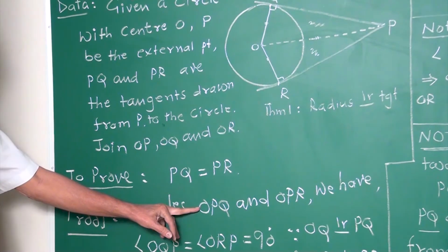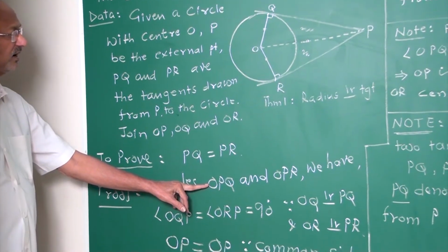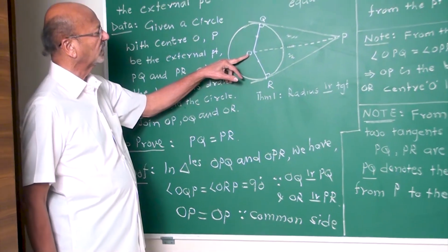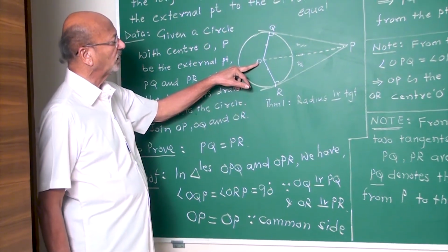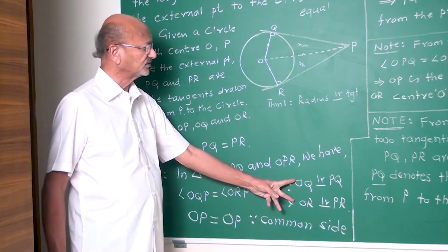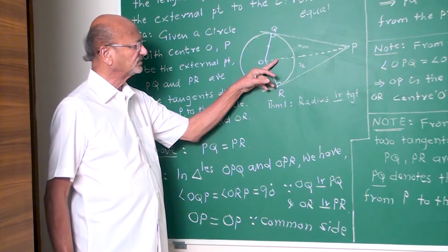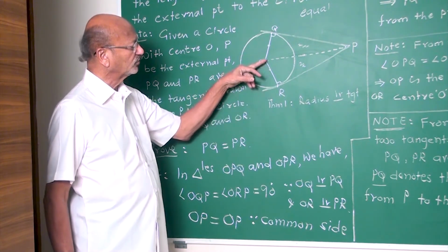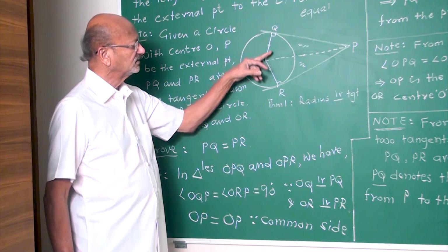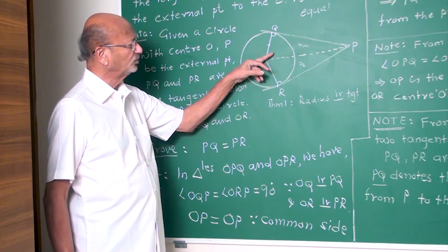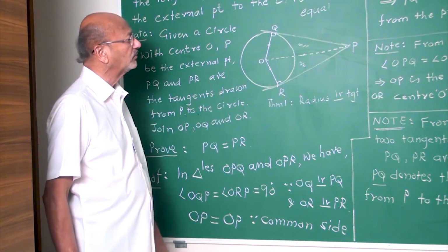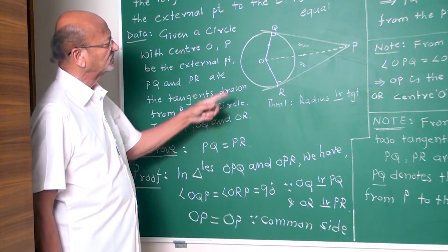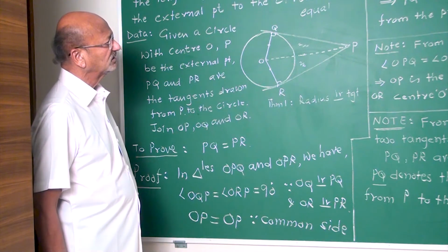In triangles OPQ and OPR, angle OQP equals angle ORP, both equal to 90 degrees. OP is the common side, and OQ equals OR because they are radii of the circle. Then right angle, hypotenuse, one side of both triangles are equal, so by RHS criteria, these two triangles are congruent.